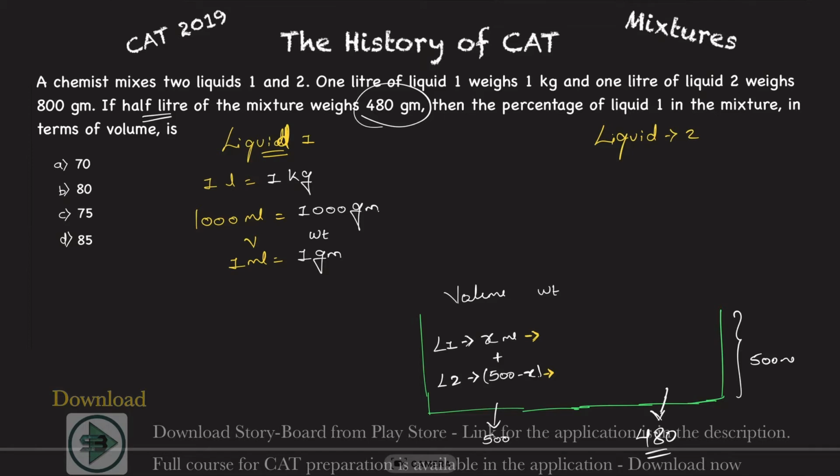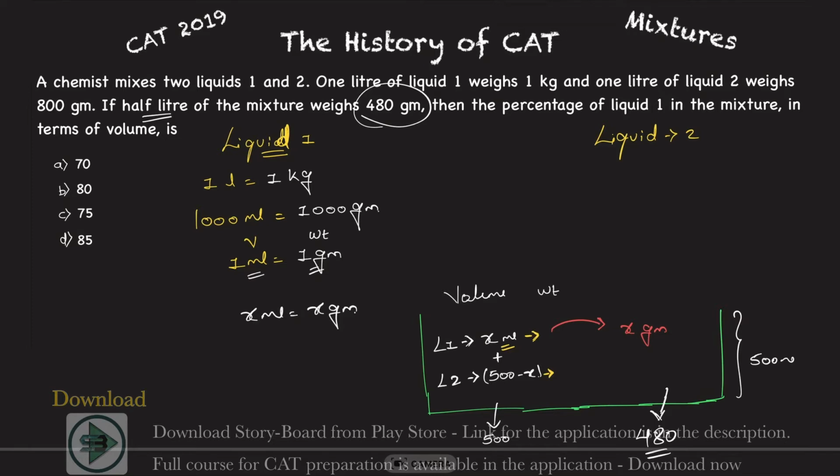I need to find out what this represents. So 1 ml is equal to 1 gram. So x ml will be equal to what? If I am saying x ml of liquid 1, multiplying both sides by x, so x ml is equal to what? x gram. Which means I have x gram of liquid 1. Okay, that is something quite clearly I can get from this result, x gram.